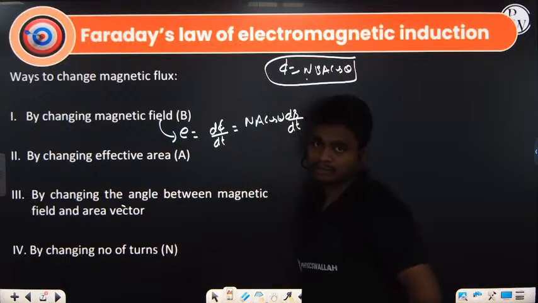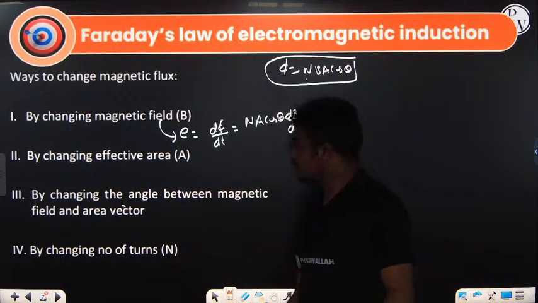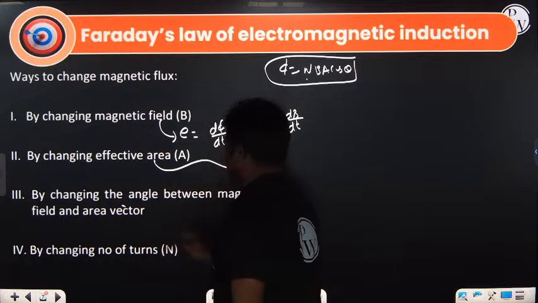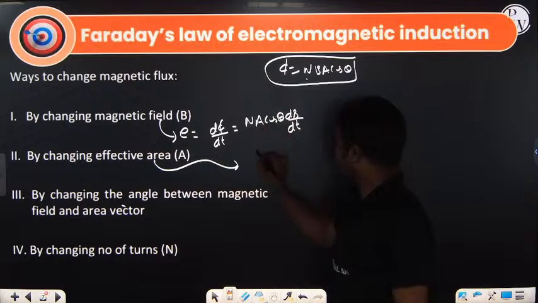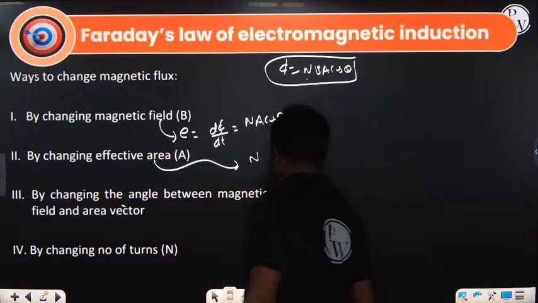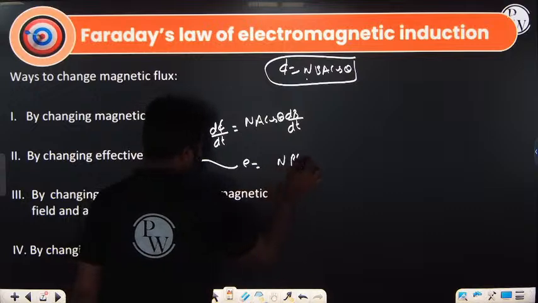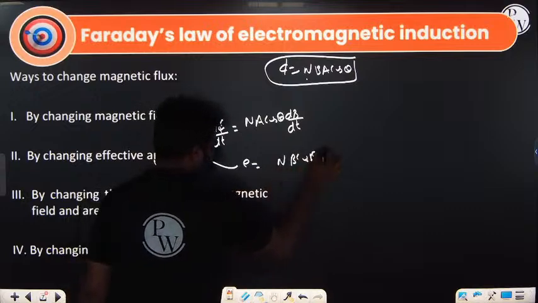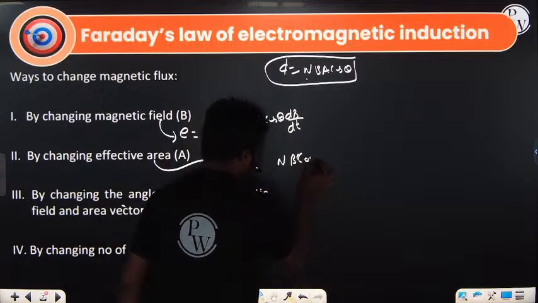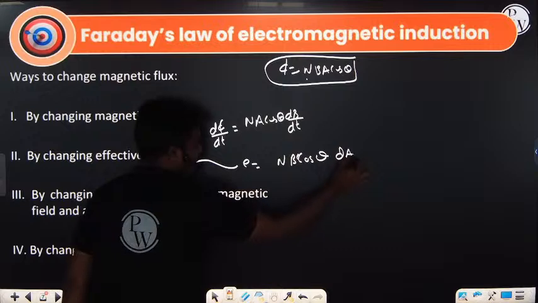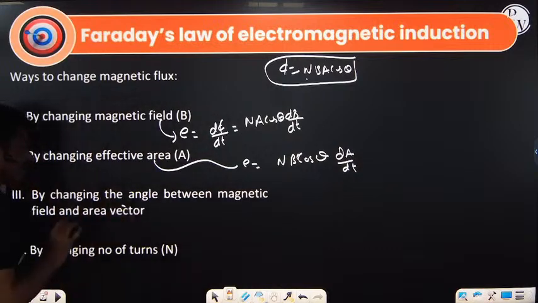What is N here? Number of turns. A is the area of the coil. Theta is the angle between the area vector and the magnetic field. Next, by changing the effective area. If area is also changing, what is the EMF we can write here? E equals N B cos theta into dA by dt. If area changes, we can write N B cos theta into dA by dt. Second is by changing the angle with the magnetic field.